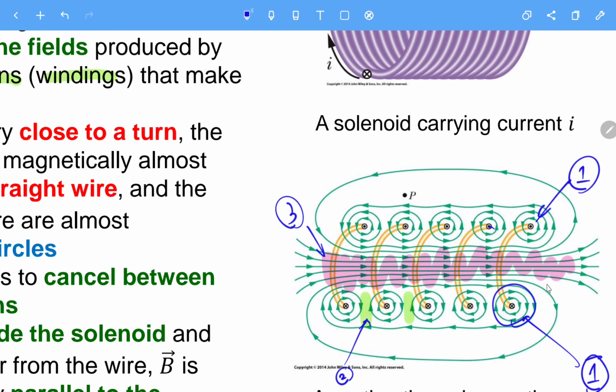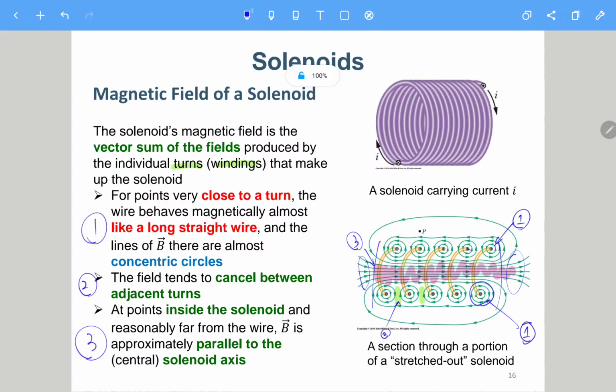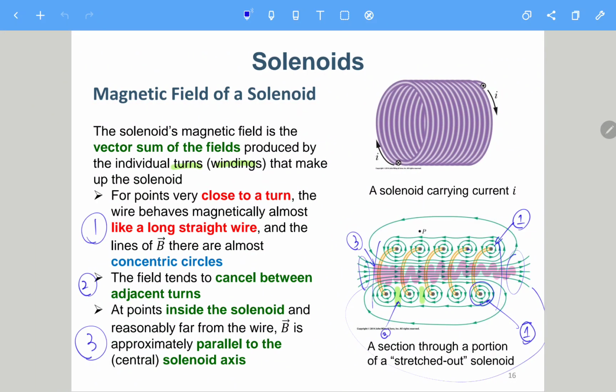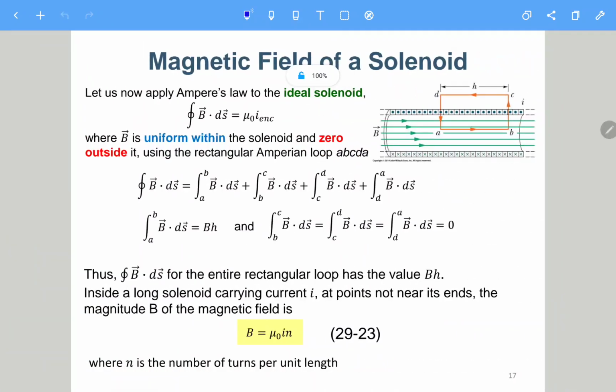In the middle part it is uniform, but outside it becomes weaker, and then becomes a dipole, and it just loops like this, like a dipole. This is the practical, real case, but it is too difficult to work with, so later we will do some approximation.